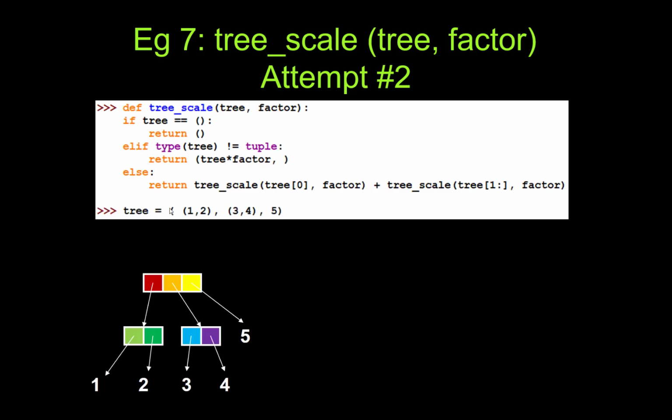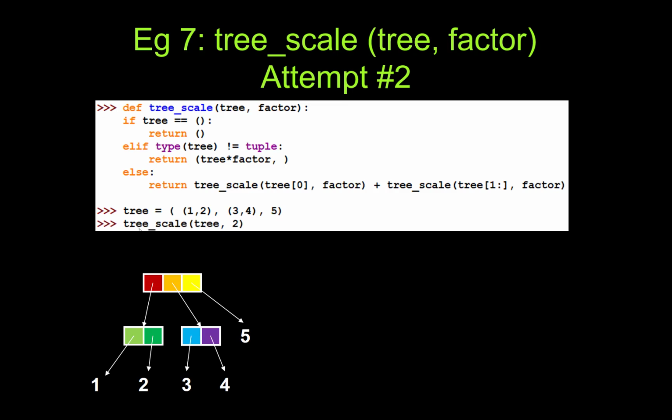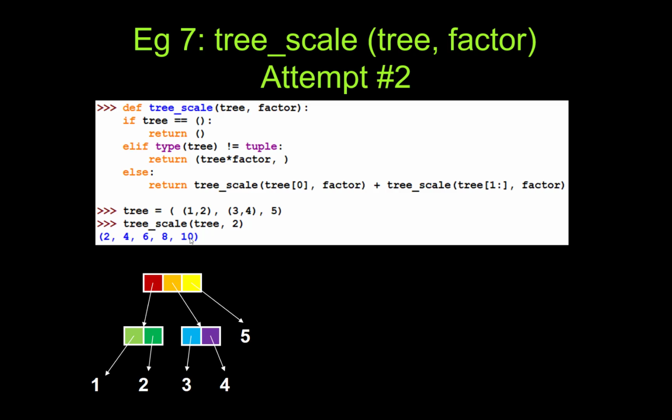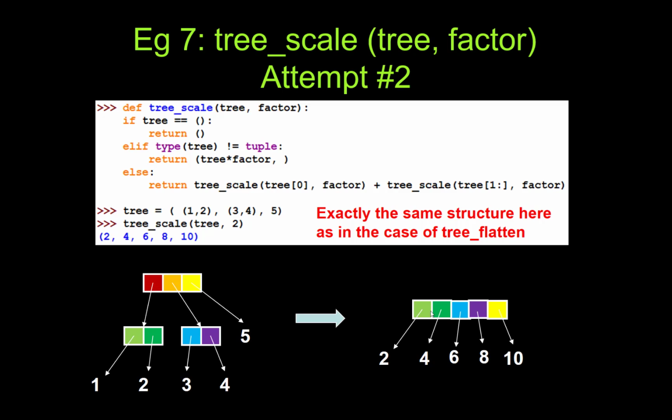Now let's try it with the same tree. If you do tree_scale tree, 2, you get 2, 4, 6, 8, 10, which means that this tree, when you apply the routine, you get this. But this tree has 5 children and this original tree has only 3 children. They are different in structure, so this is not quite what we wanted yet. Notice that this is exactly the same structure as that in tree flatten.